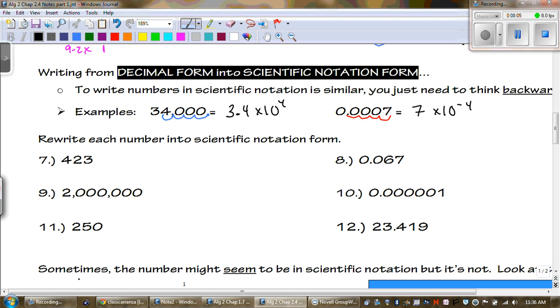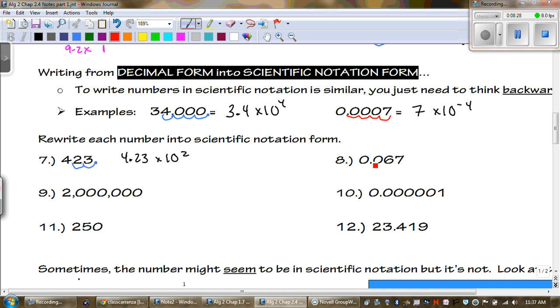Let's do a couple of these together, and I'll have you do some on your own. Okay? All right, number 7. Here's my decimal. I need to move it 2 places to the left. They need to move it 2 places to the right.